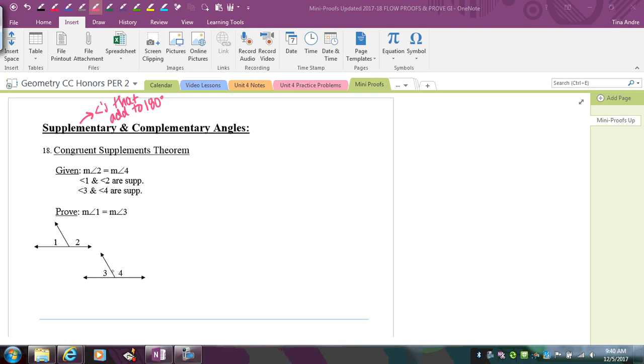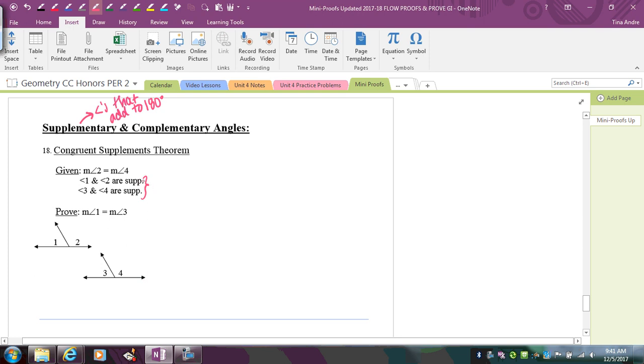If you look at what's given, it's telling us that in this picture we have supplementary angles. So 1 and 2 are supplementary, 3 and 4 are supplementary. This piece does not have to be given. You could look at the diagram and say that 1 and 2 are supplementary, so are 3 and 4, because angles that form a line are supplementary.